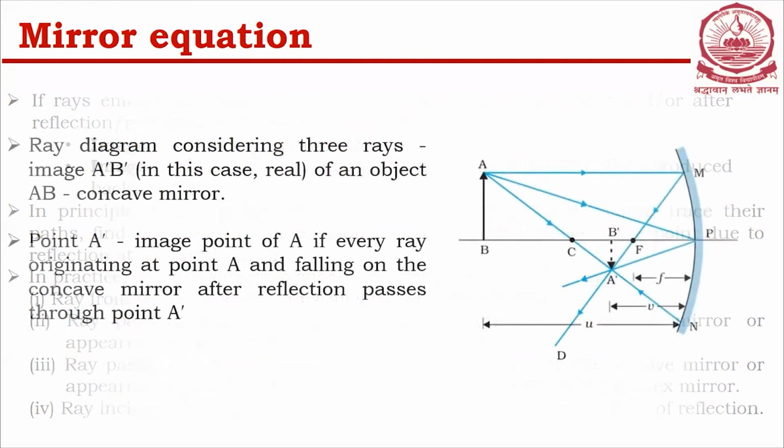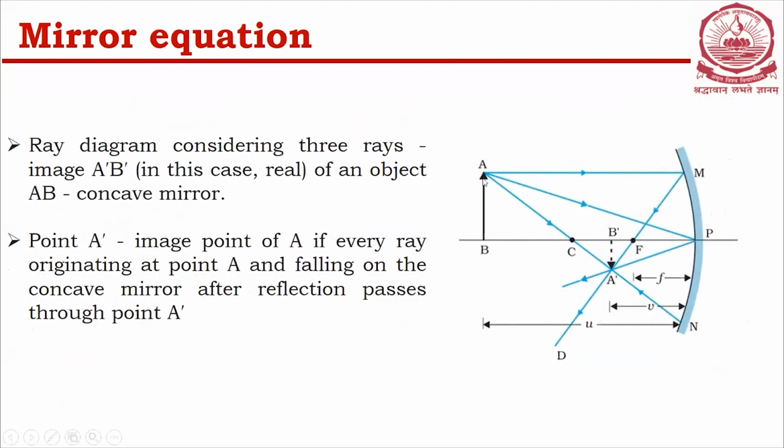You can see here an object, with rays starting from the point A, and there are three rays we have taken. One is parallel to the optic axis. This is the first ray. The second ray is pointing towards the pole of the mirror. This is the second ray. And the third ray passes through the center of curvature. So these are the three rays I am going to consider.